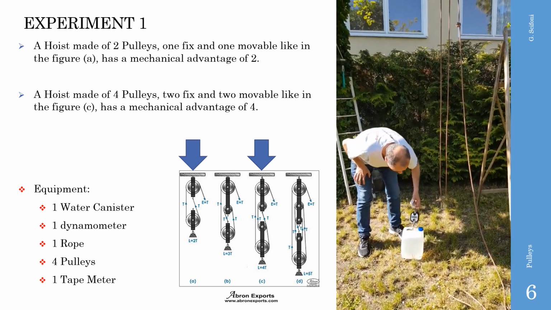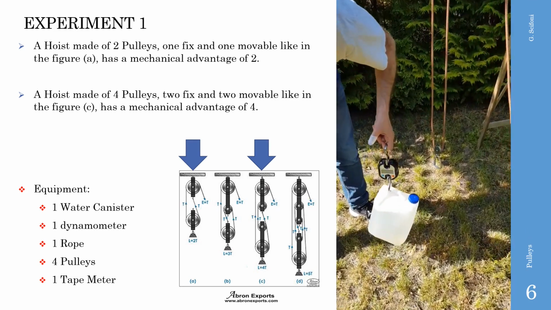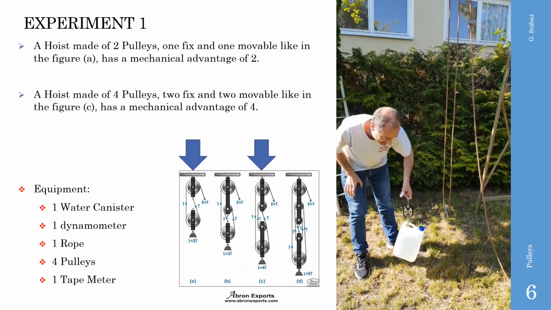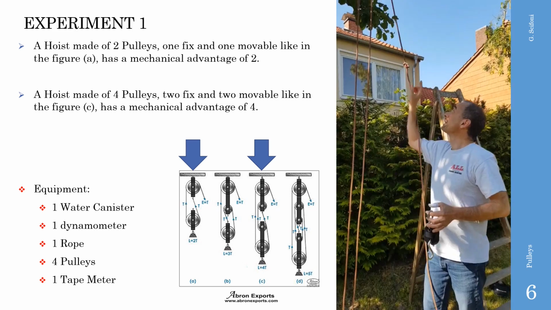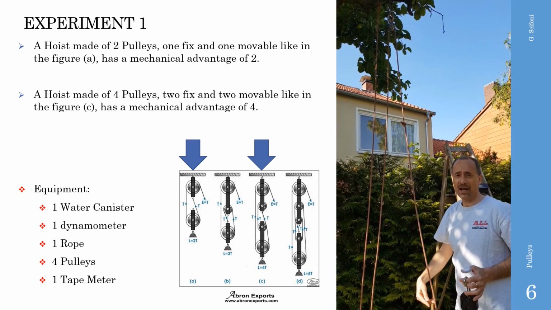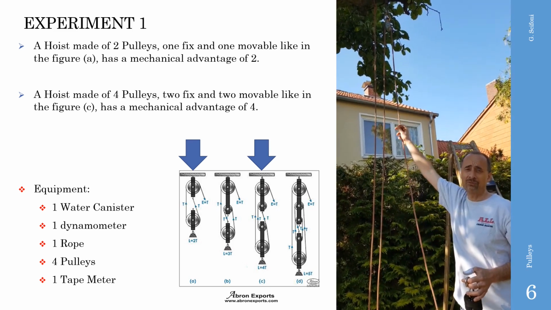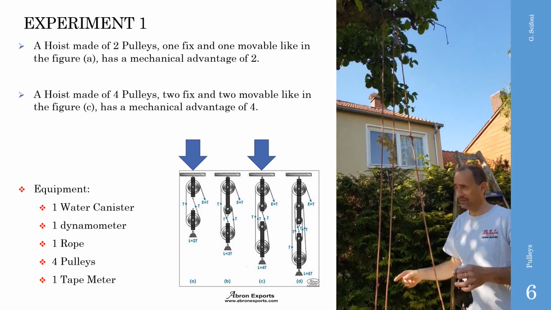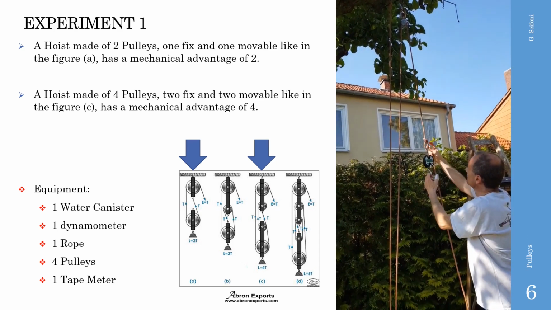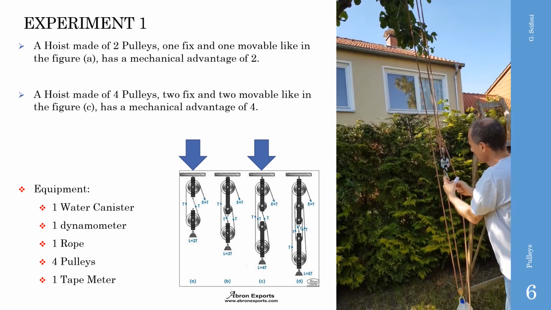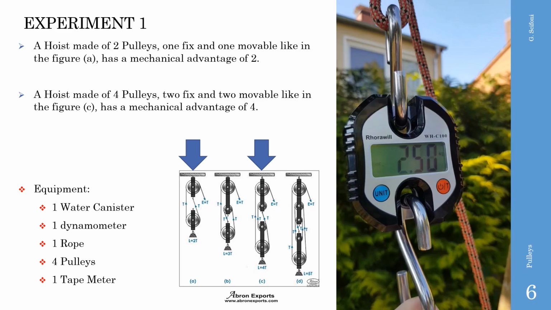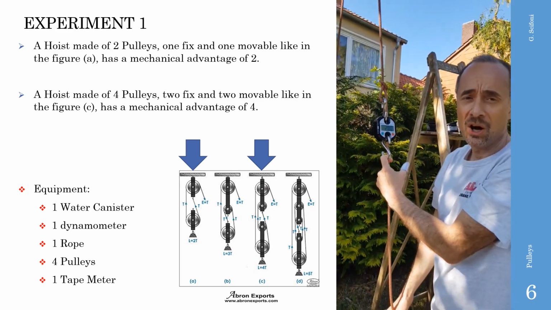with a dynamometer. Let's say 5 kilograms. Okay? Now we have put 1 pulley up, 1 pulley down, and we meter the force needed to lift the canister. Let's say more or less 250. The half of the weight of the canister.